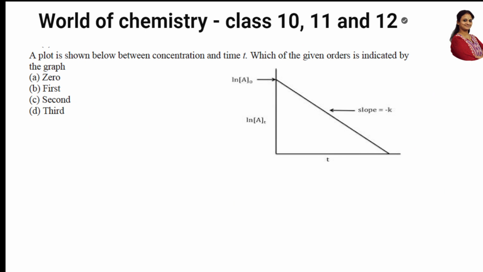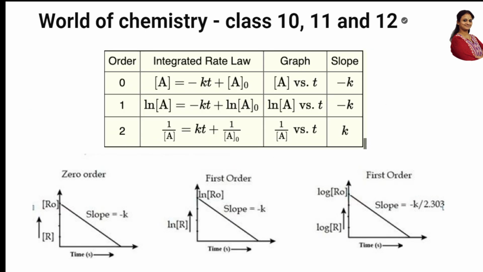This is your graph based question. Okay. Now see here. A plot is shown below between concentration and time. There's one plot given. Which of the following given orders is indicated? Whether it is zero order, first order, second order, students. Basically, you have to remember this page. This page is very important. Why? They will ask you zero order, first order.